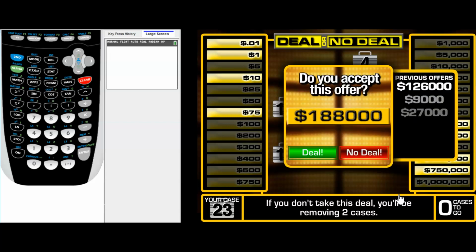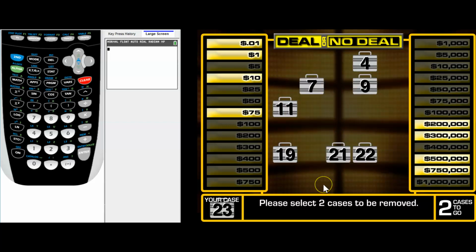Okay, so we've got an offer of 188,000. Now I'm going to say no deal, but I want you to remember that number of 188,000, because at this point I'm actually going to look at the average of the remaining cases. And so the average, and you could be doing this at any point, but it's a little bit easier now since we've only got 8 cases left.